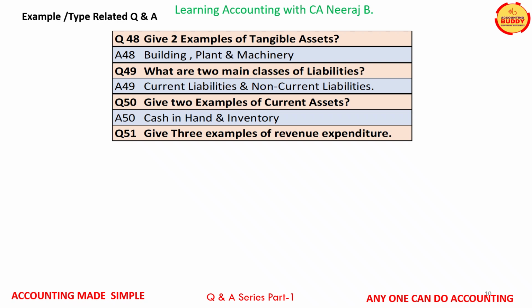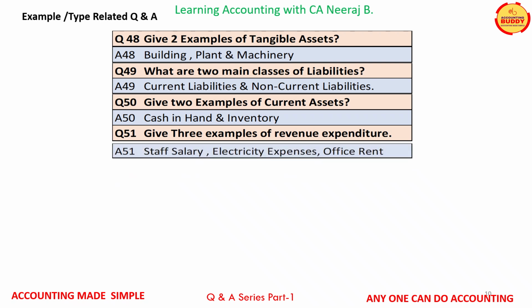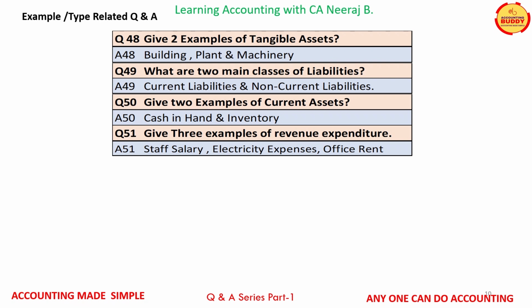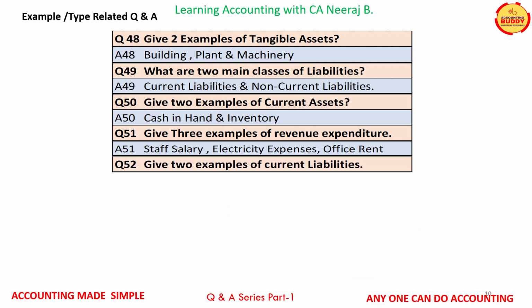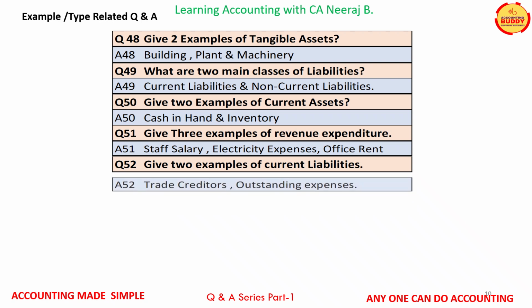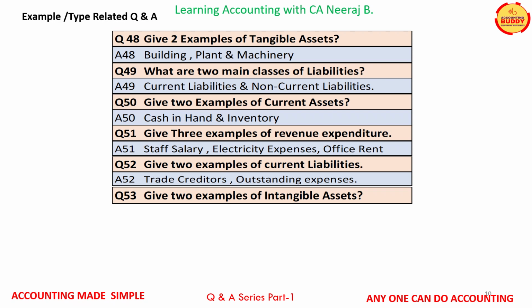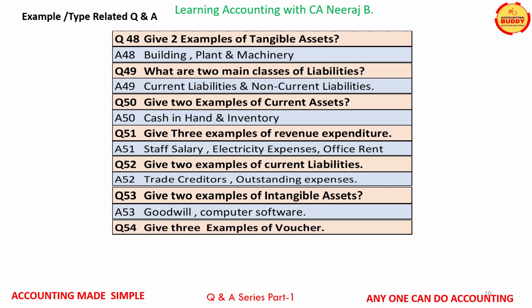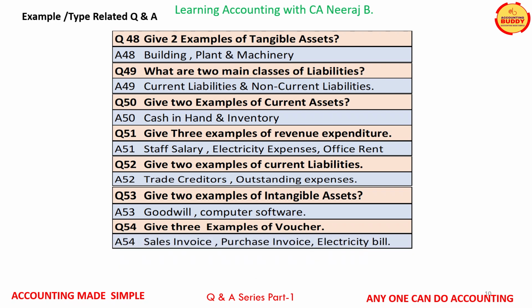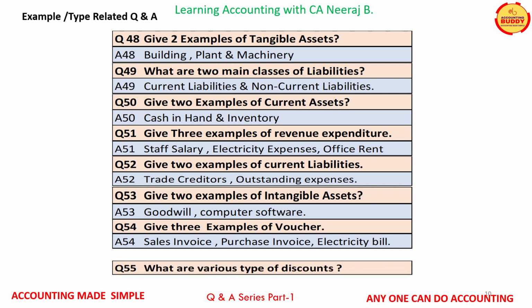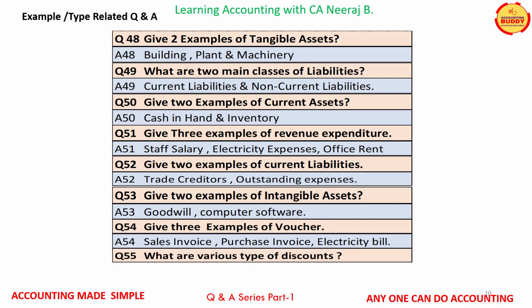Question number 51: give three examples of revenue expenditure. Super easy: staff salary, electricity expenses and office rent. Question number 52: give two examples of current liabilities. Trade creditors and outstanding expenses are the examples of current liabilities. Question number 53: give two examples of intangible assets. Goodwill and computer softwares are the examples of intangible assets. Question number 54: give three examples of voucher. Sales invoice, purchase invoice and electricity bill. Question number 55: what are the various types of discounts? Cash discount and trade discount.